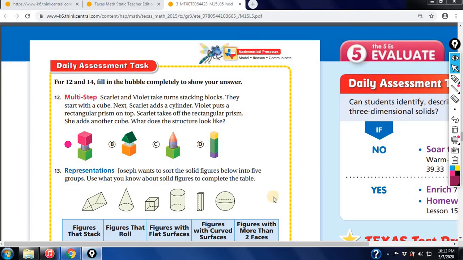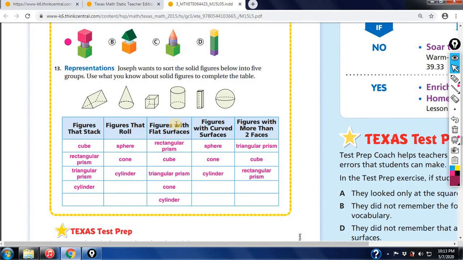The next one, we're looking at these solid figures here, and we're going to put them into 5 groups, and we're going to use what we know about solid figures to complete this table right here. We're going to look at figures that stack, figures that roll, figures with flat surfaces, figures with curved surfaces, figures with more than 2 faces. And again, we're just going to look at each one's attributes, and we're going to classify them in the group that they fall into.